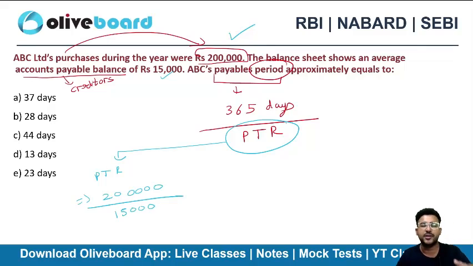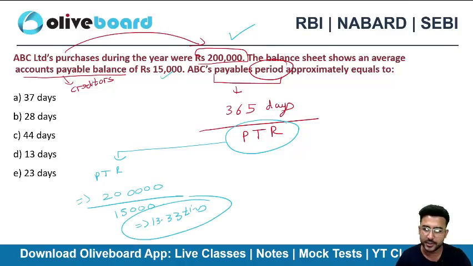If they haven't given you the average accounts payable, they must have given you the opening creditors and closing creditors. So how do you compute it? Opening creditors plus your closing creditors divided by 2, that's average. Simple average. So 2 lakhs divided by 15,000 will give me 13.33 times. This is my payable turnover ratio.